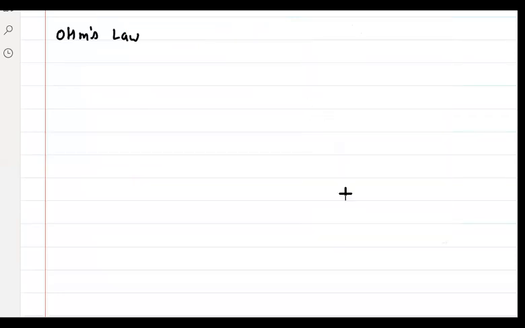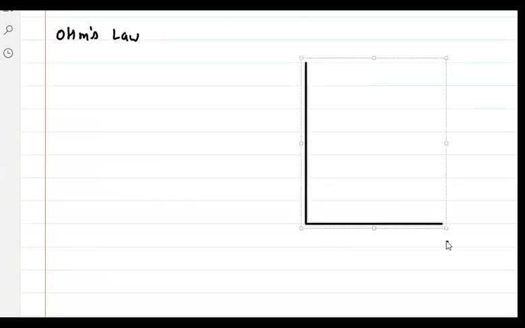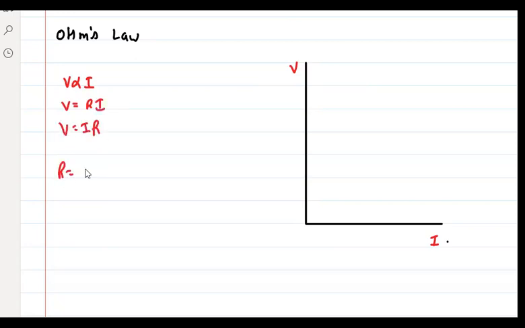I can just say that, sir, if I'm having a conductor, right? So I can say that the voltage across the conductor and the current will be directly proportional. Yes or no? Right? And in order to remove this proportionality, we will put a constant, which is R. That's why V is equal to IR, or R is basically V by I.